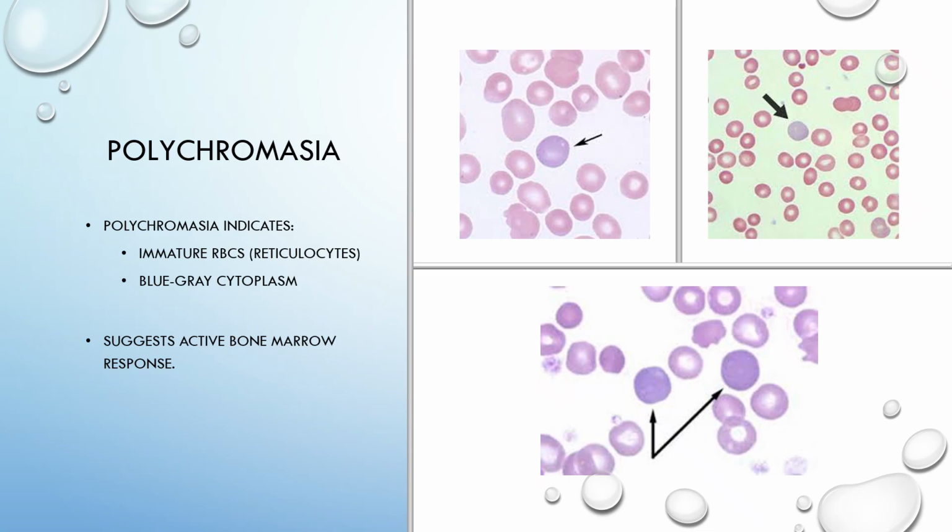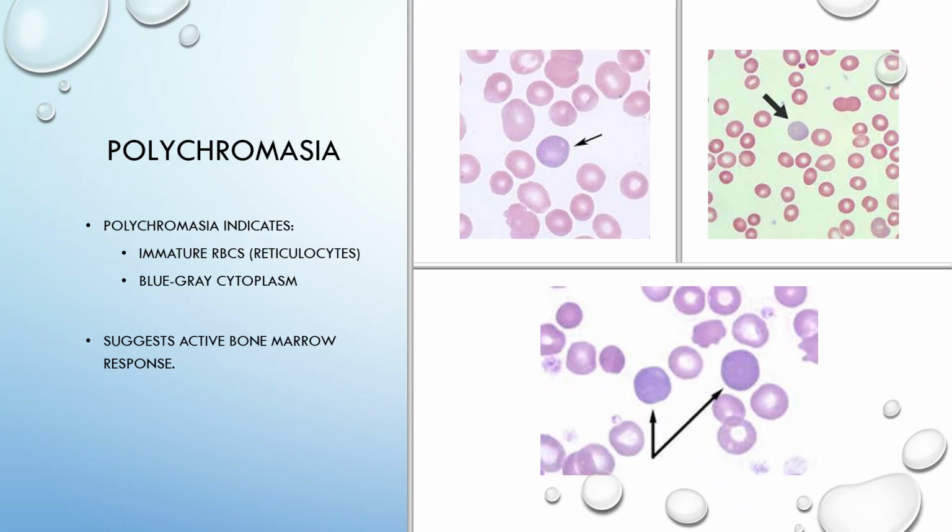Final color pattern we'll discuss in this section is polychromasia. Polychromasia refers to red blood cells that appear blue-gray or purplish rather than the typical pink color we expect to see in mature erythrocytes. This change occurs because these cells are actually immature red blood cells called reticulocytes that have recently been released from the bone marrow. Reticulocytes still contain residual ribosomal RNA, which interacts with the stain and produces that characteristic bluish coloration. So when we see polychromasia on a smear, it's often a sign that the bone marrow is actively producing and releasing new red blood cells.